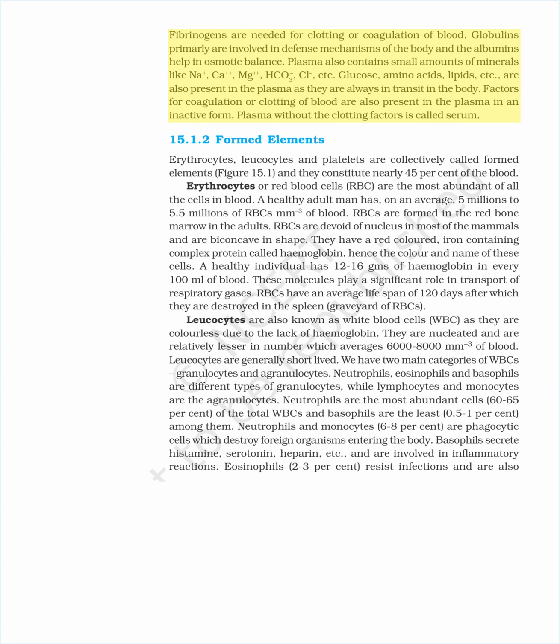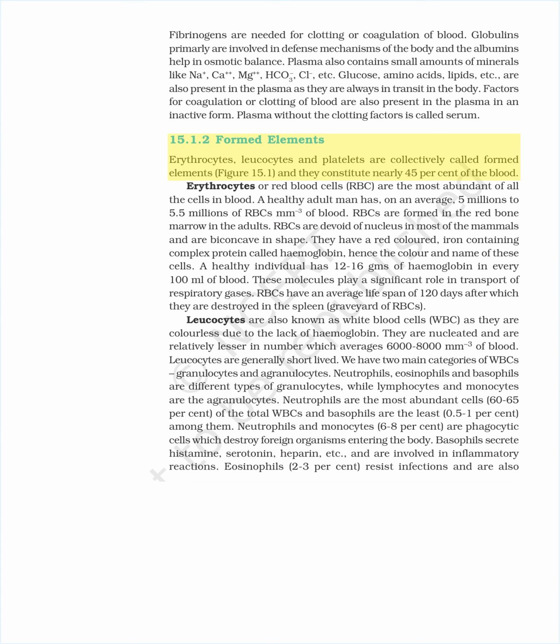Fibrinogens are needed for clotting or coagulation of blood. Globulins primarily are involved in defense mechanisms of the body, and the albumins help in osmotic balance. Plasma also contains small amounts of minerals like Na+, Ca++, Mg++, HCO3-, Cl-, etc. Glucose, amino acids, lipids, etc., are also present in the plasma as they are always in transit in the body. Factors for coagulation or clotting of blood are also present in the plasma in an inactive form. Plasma without the clotting factors is called serum.